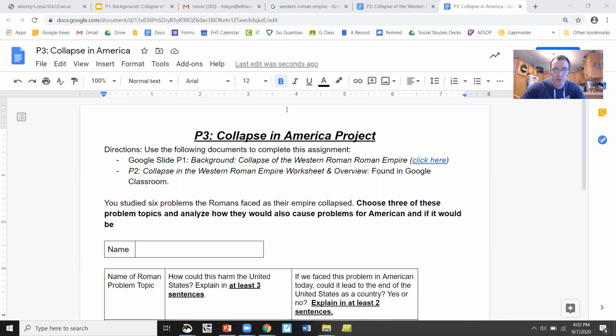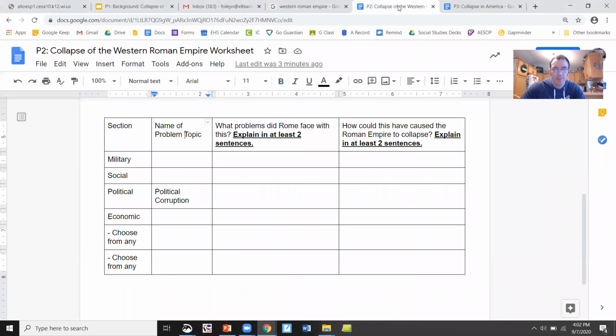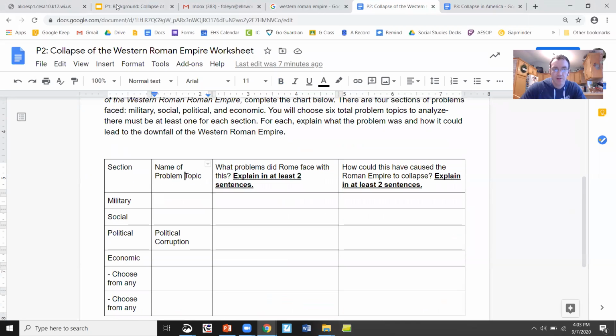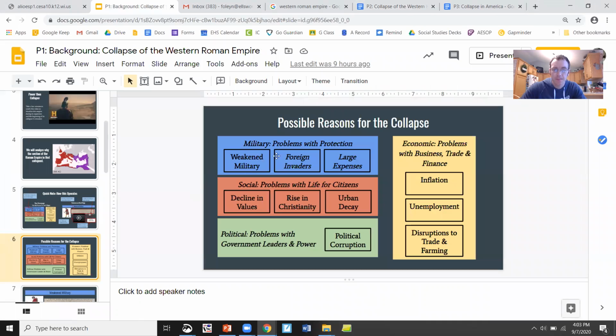So what you're going to do for this is you're going to take a look at P2 right here, and what you put as your answers there. You're also going to look at P1, specifically this chart. And between those two, you need to look at, okay, which three issues do I think would harm the United States the most if they happen and are possibly likely?